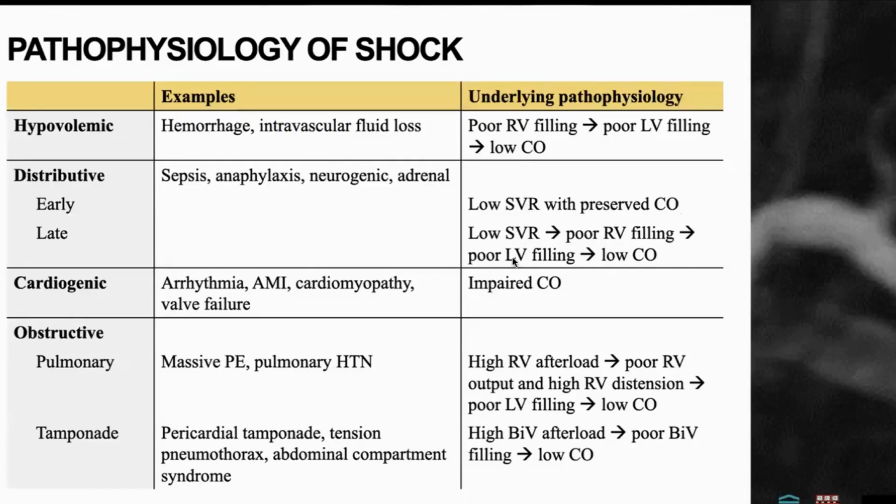Cardiogenic shock is very simple in some ways. It's inherently impaired cardiac output, either from arrhythmia, an acute MI, some sort of cardiomyopathy, or acute valve failure. Essentially, you are just not having any forward flow out of that left ventricle. And then, what we're talking about today, right?